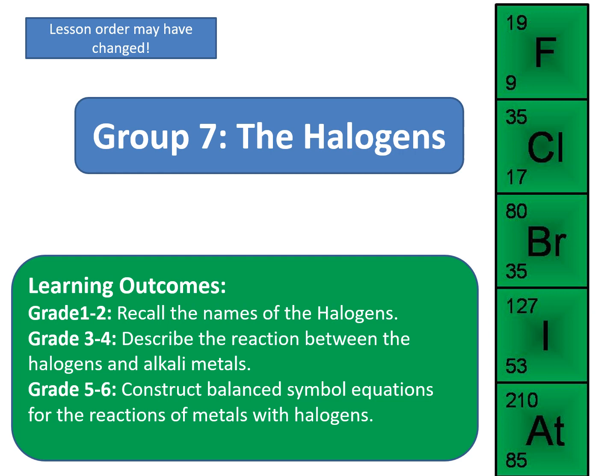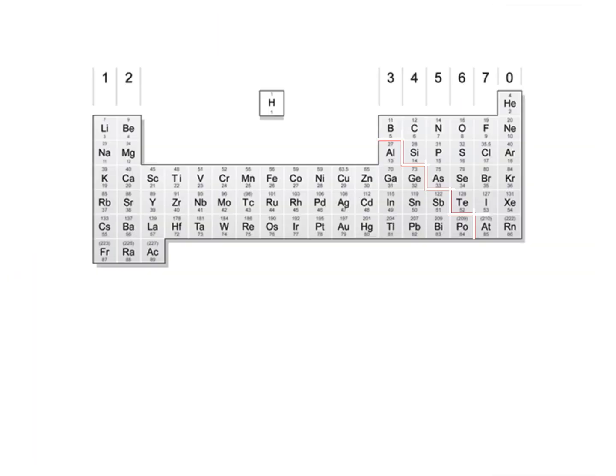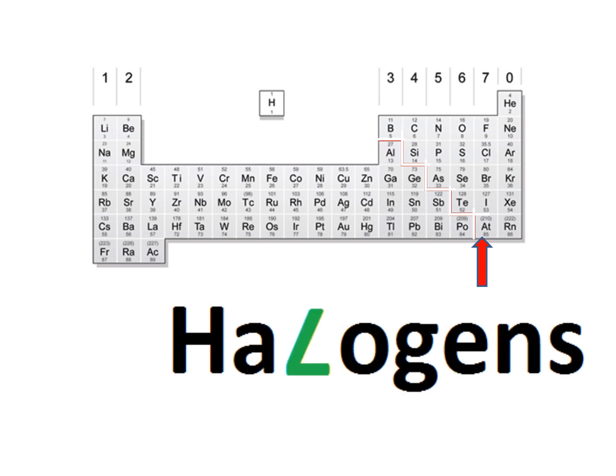If we look at our periodic table, we can see group 7 is here, this long column with a 7 at the top. And hopefully you can see here I've used the L of halogens. I've made it a 7 to help you remember group 7 is called the halogens. You do need to know that name and that number.